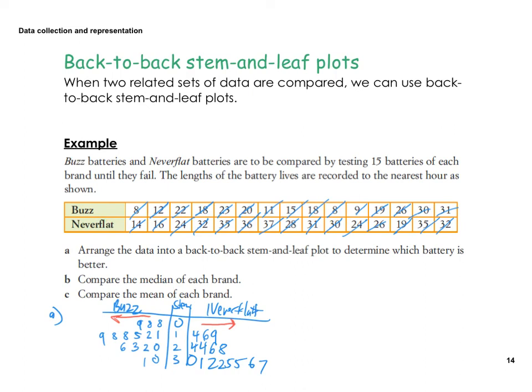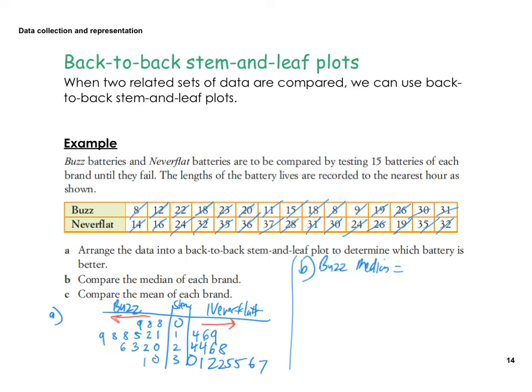Okay, now part B. Compare the median of each brand. So, Buzz median. Now, how many scores are there? There's 15. So the middle is our 8th term. Now to get that, we're not going to use this because this is unordered. I'm going to use this. So counting out 8 numbers. So 1, 2, 3, 4, 5, 6, 7, 8.